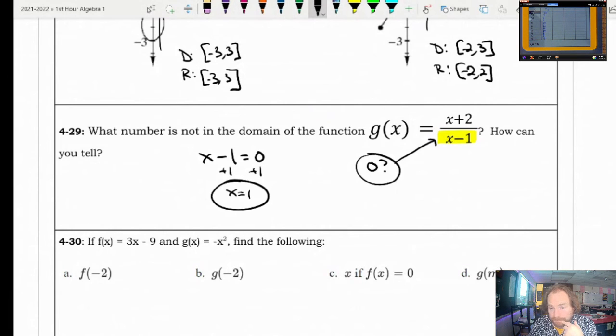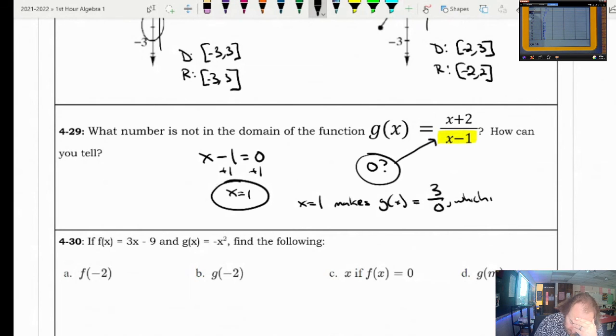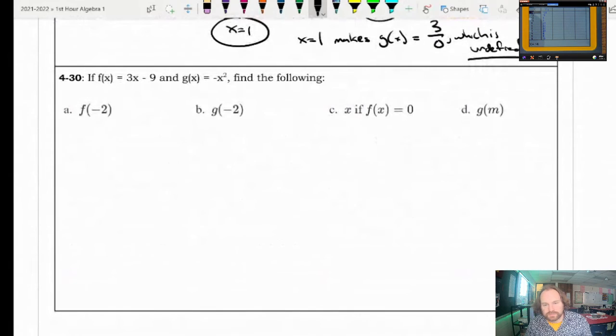That's it. So x equals 1 makes g of x equal to 3 over 0, which is undefined. Or as Slope Dude says, undefined. Got a couple more questions to answer here. I'm going to run out of time pretty fast, so I'm going to work on these real quick.